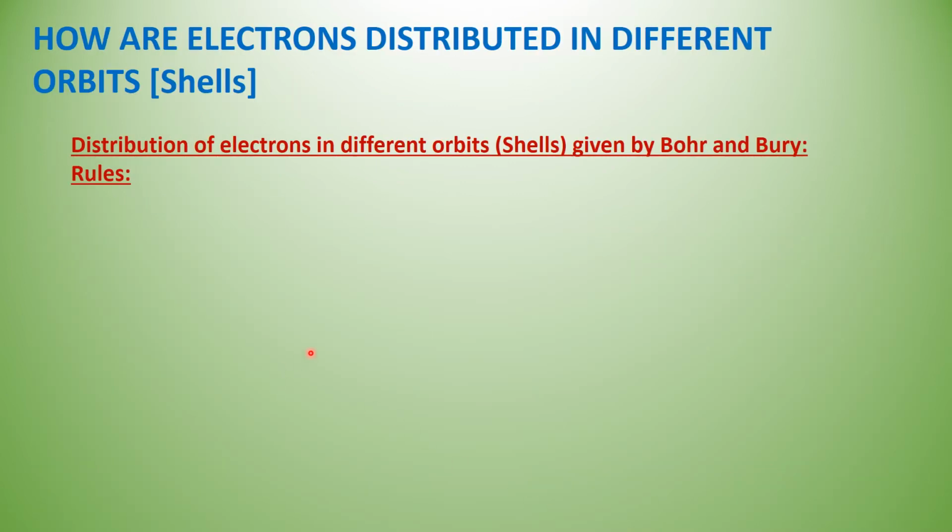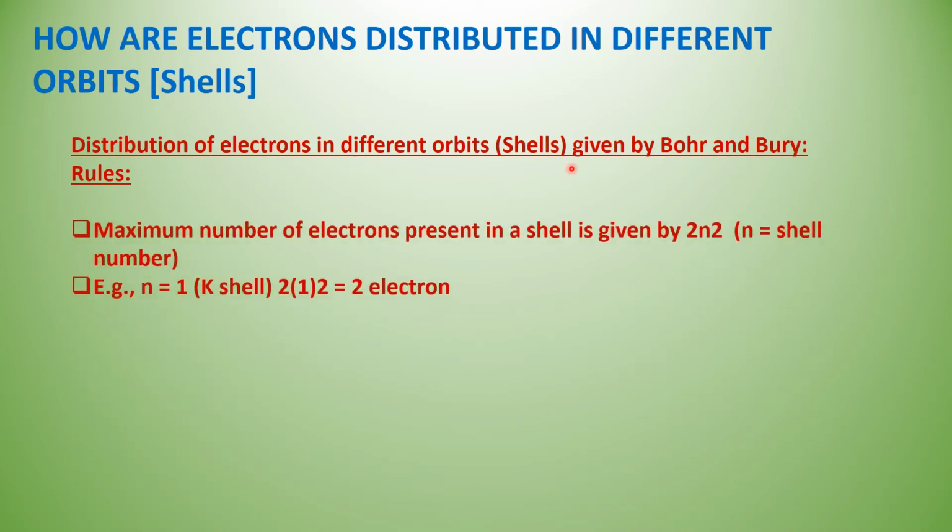Now coming to how the electrons are distributed in different orbits. Distribution of electrons in different orbits is given by the Bohr and Bury rules. So what are the rules? The maximum number of electrons present in a shell is given by 2n square. This is 2n square.